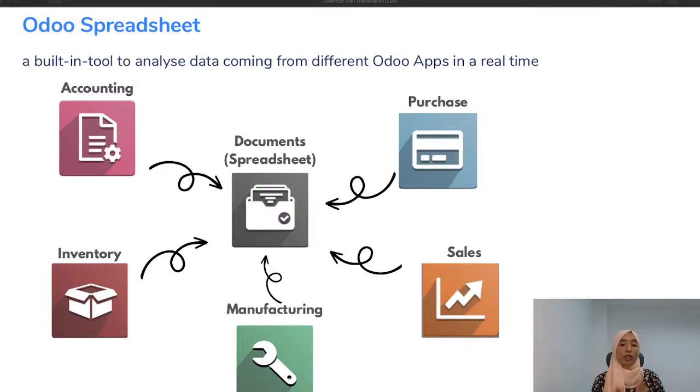So the whole purpose of Odoo spreadsheet is to give our users more insight into their data coming from the different apps of Odoo. Let's imagine that we have data in the different apps of Odoo and we send it to an Odoo spreadsheet. It will be updated in real time, so each time there is a modification or update, or we add data in one of the Odoo apps, it will be updated accordingly in Odoo spreadsheets.